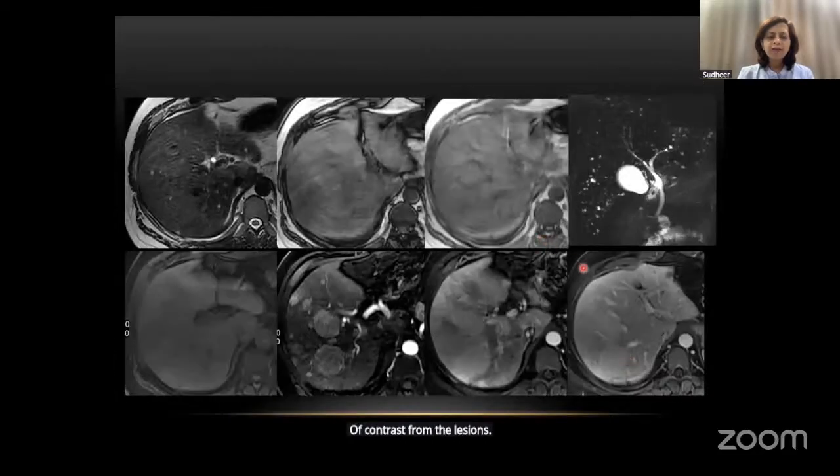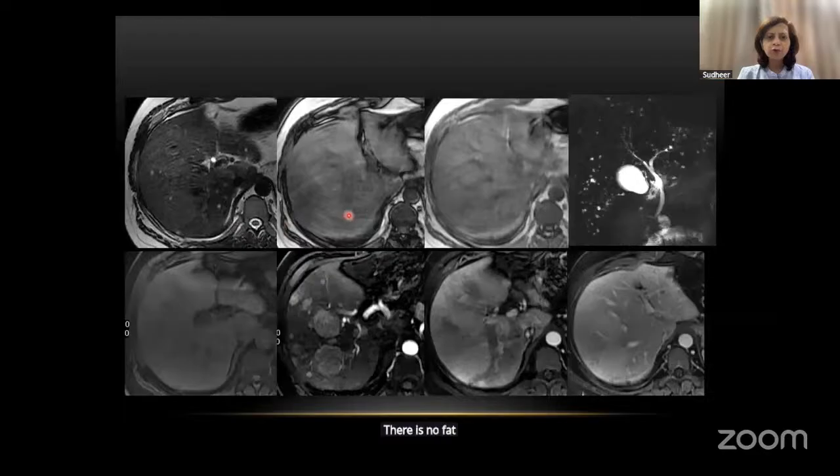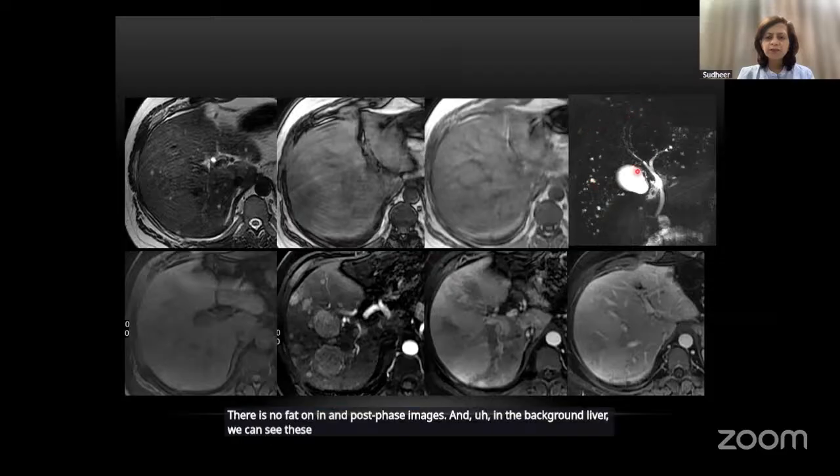These are the plain T1 and T2 weighted images. This is a T2 weighted image. This is one of the lesions, the larger lesion, which can be seen almost iso-intense to the background liver. There is no fat on in- and opposed-phase images. And in the background liver, we can see these multiple tiny cystic spaces, which are suggestive of biliary hamartomas.